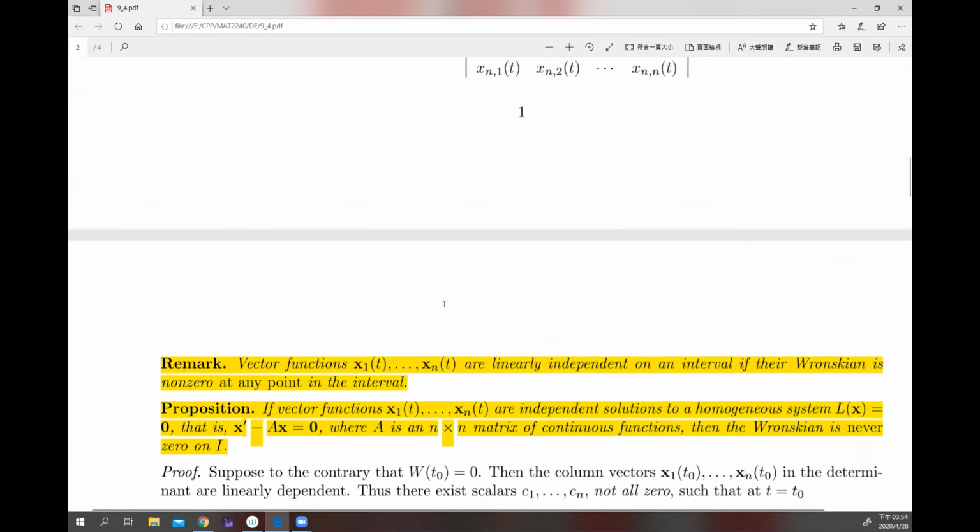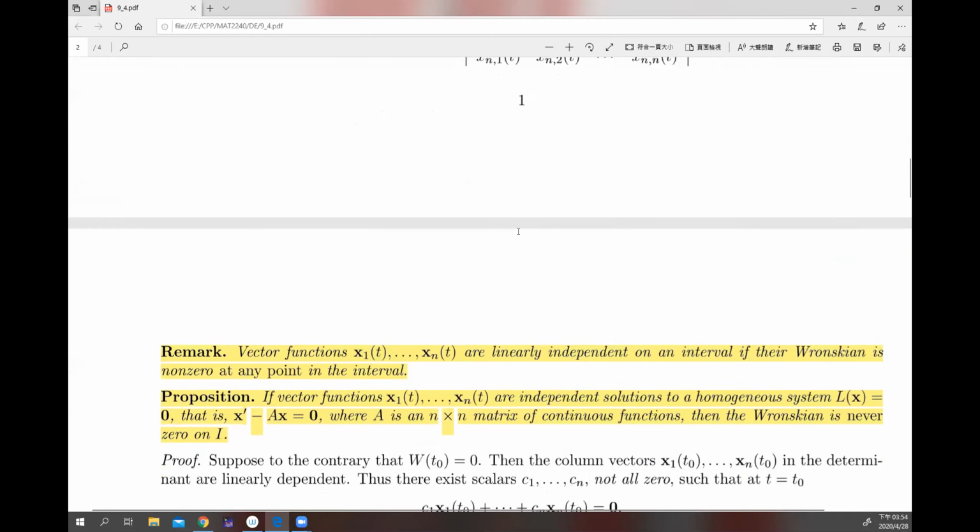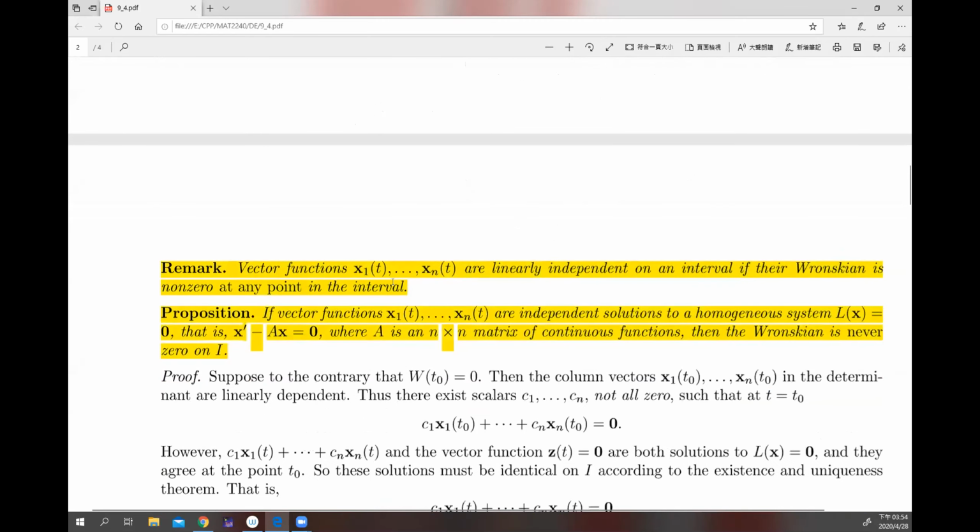So let's scroll up a little bit. Remember the Wronskian is the determinant of this matrix. So if you can show that the Wronskian is non-zero, then we can say that they are linearly independent. Vice versa, if the Wronskian is 0, then that means they are linearly dependent.